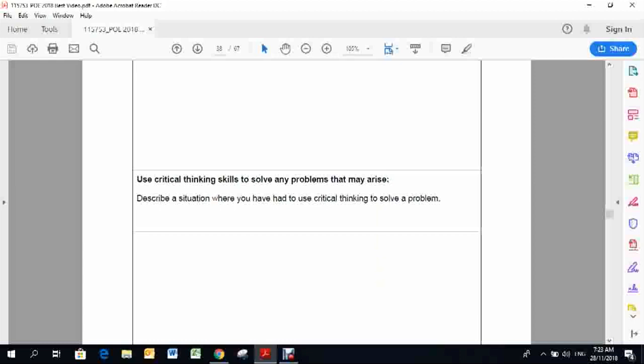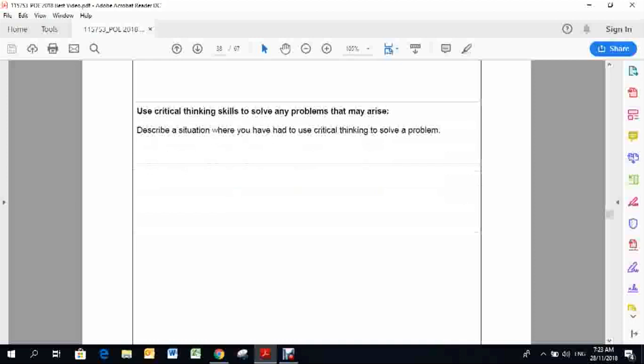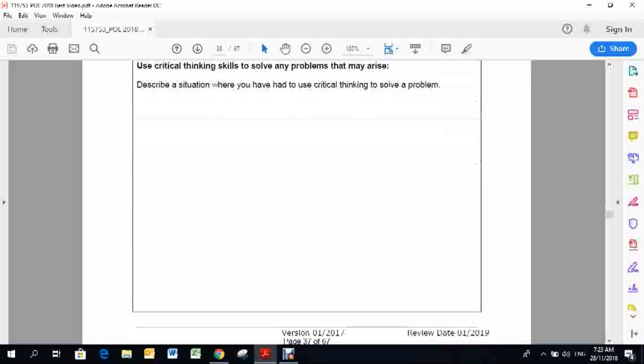So just think of anything that you've done in your life, or a point where you have to use critical thinking to solve a certain problem. You are supposed to tell us, sometime in the past, this is what I did, and I had to do this to actually solve the problem. So your solution should show or indicate critical thinking.